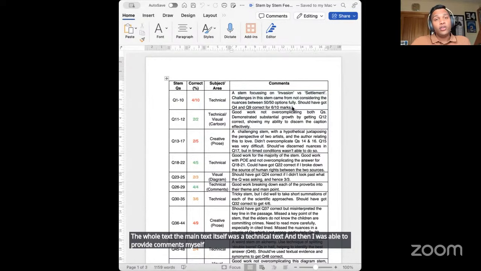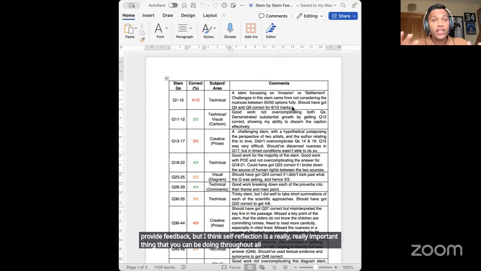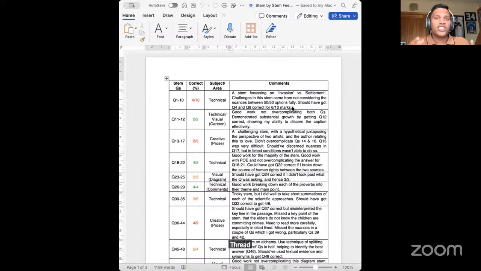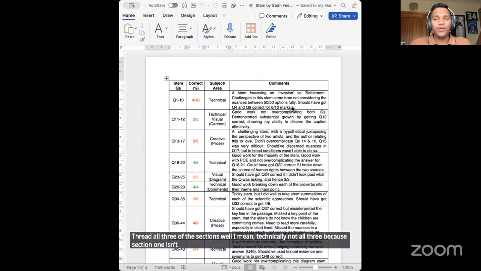You can give these to someone else to provide feedback, but I think self-reflection is a really important thing that you can be doing throughout all 3 of the sections. Well, technically not all 3, because section 2 isn't connected anymore to section 1 and 3, but you understand my point there.